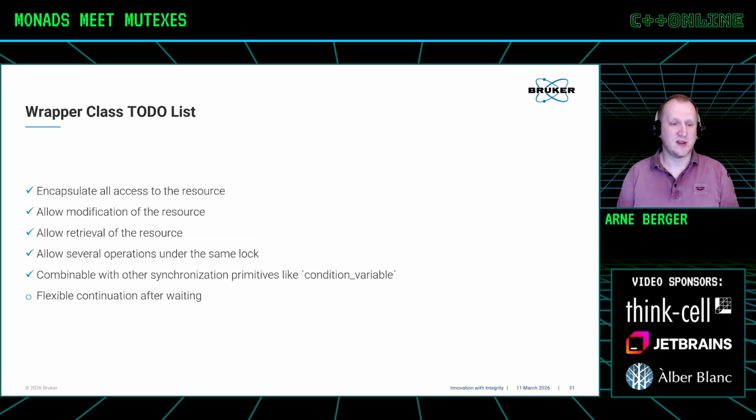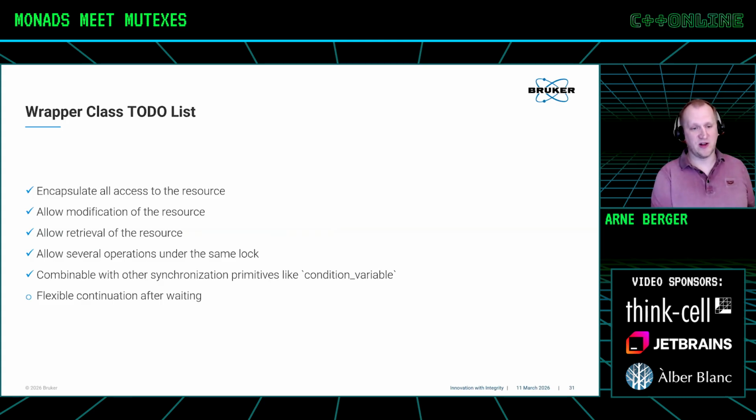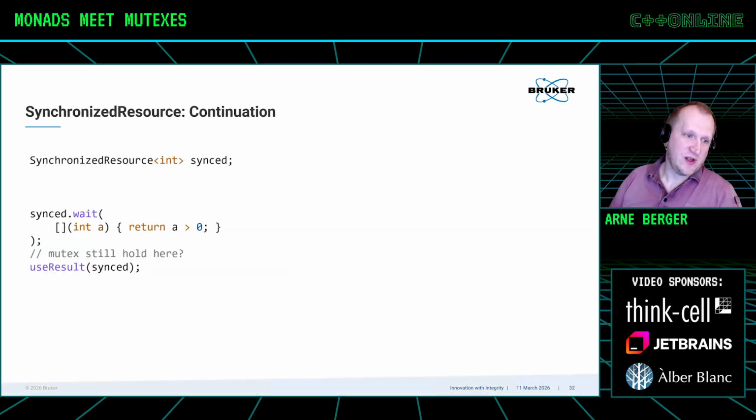The next point is, we want a flexible continuation after waiting. So we wait on the condition variable and then want to call continuation functions under the same lock duration. How could we achieve that? So this is the problem framed in code. We have the wait function as before here, and then we have another function, use result on the synchronized resource, and we want somehow to achieve that the mutex is still locked.